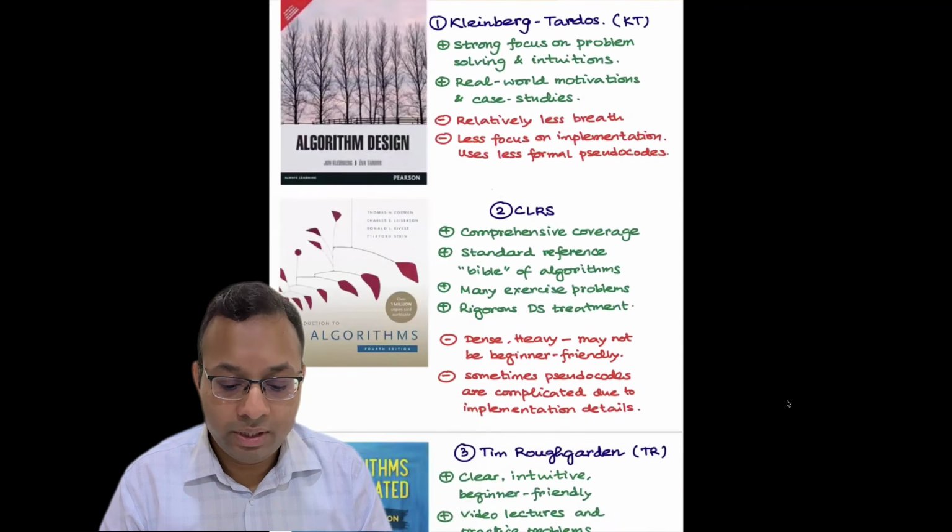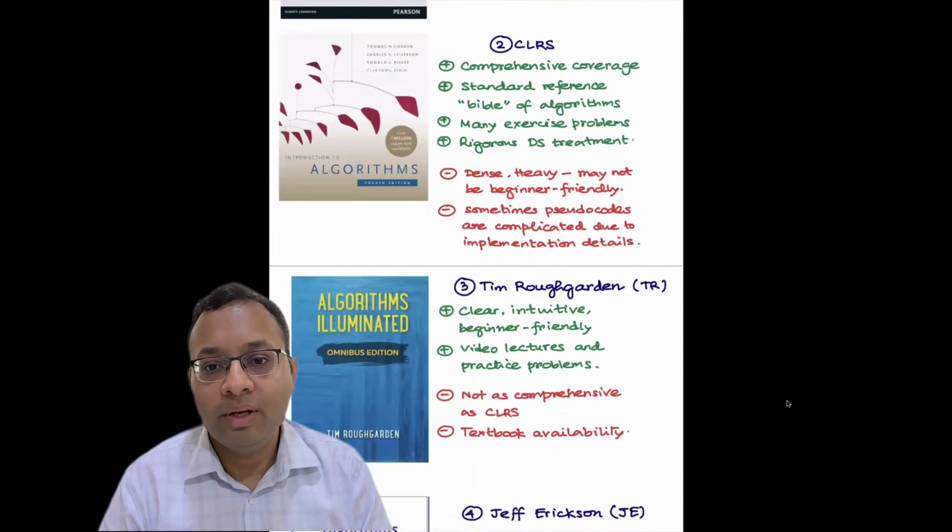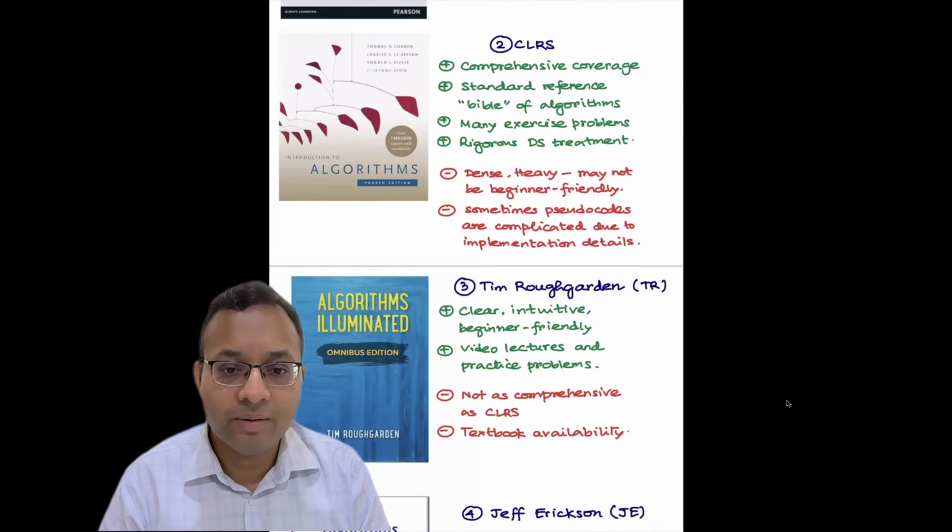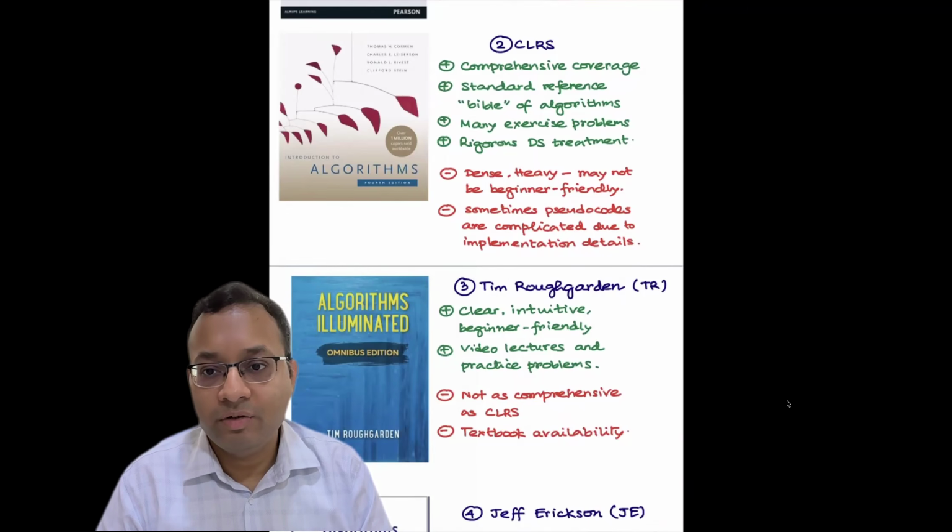Second one is this book by Cormen, Leiserson, Rivest, and Stein, popularly known as CLRS. It's a mammoth, more than 2000 pages, very comprehensive coverage. It's a standard reference and it's also called the Bible of Algorithms. There are many nice exercise problems, especially for data structures, things like heaps or binary search tree, AVL tree. There is a very nice treatment of data structures.